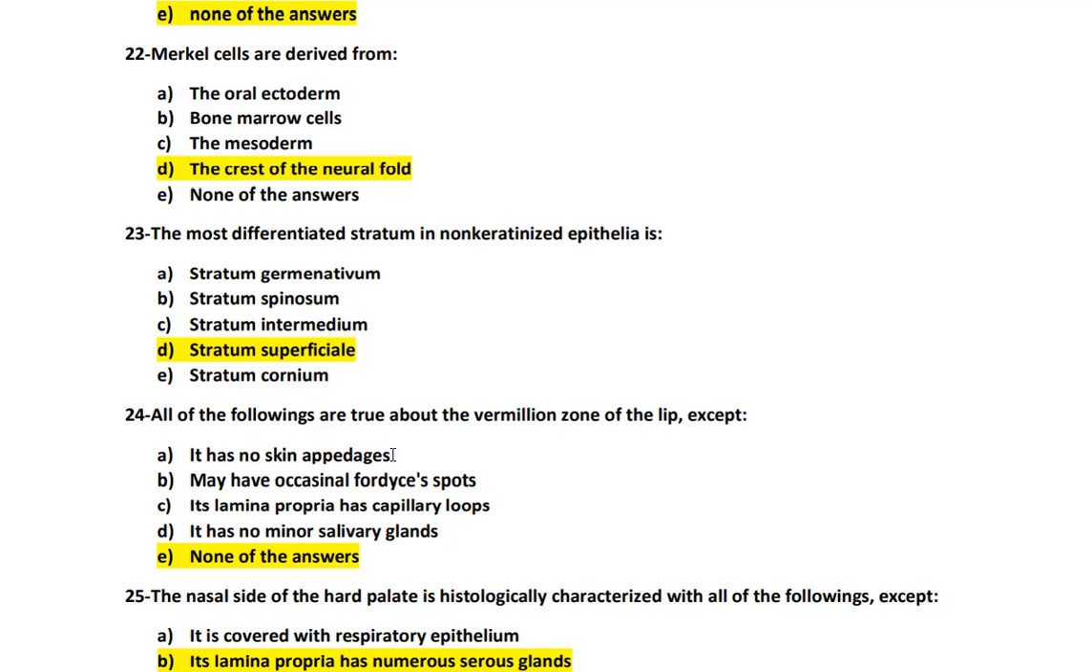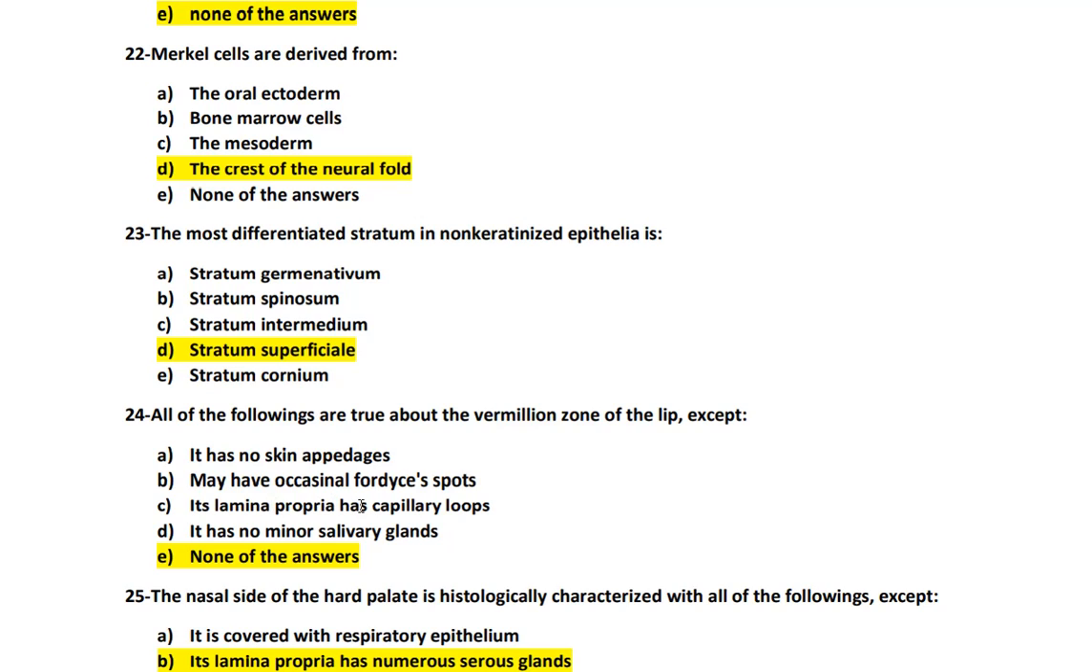All of the following are true about the vermilion border zone of the lip except: it has no skin appendages. Sure, it has no sebaceous gland, no hair, no salivary gland. It may have occasional Fordyce spots. The Fordyce spots are present in the vermilion zone of the lip only at the corners, and when they are at the corners they are sebaceous glands. It is a variation of normal.